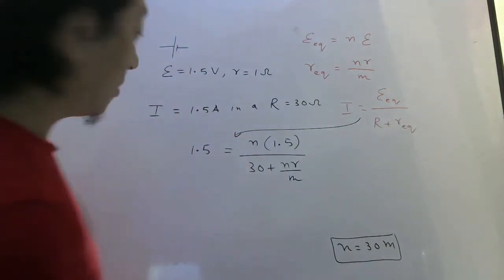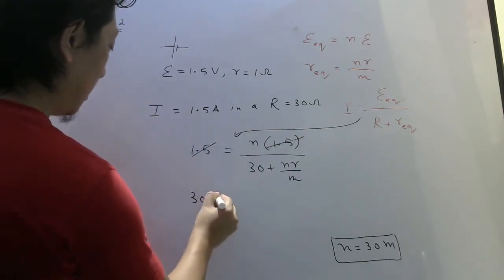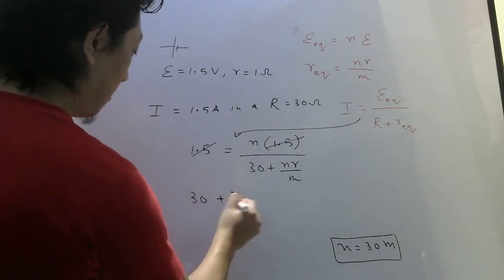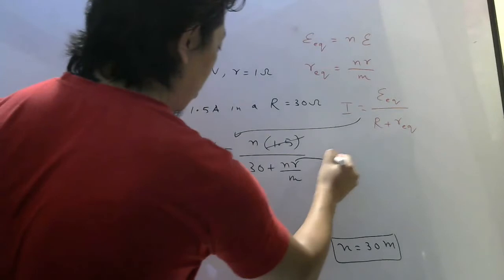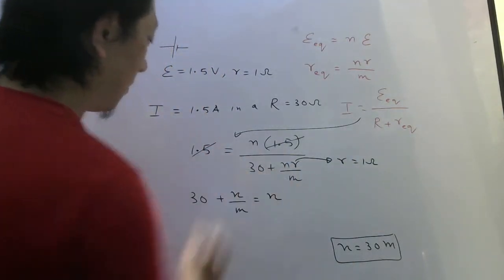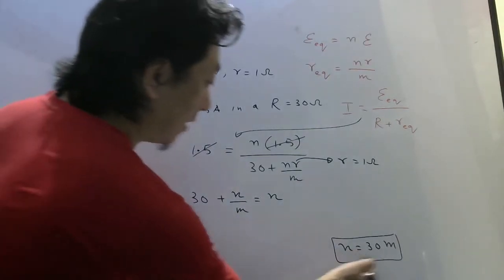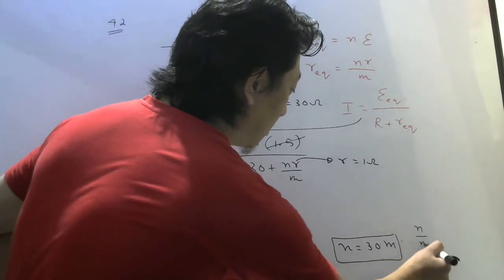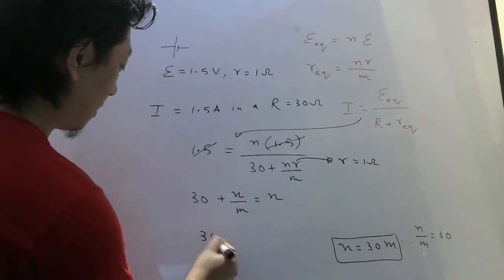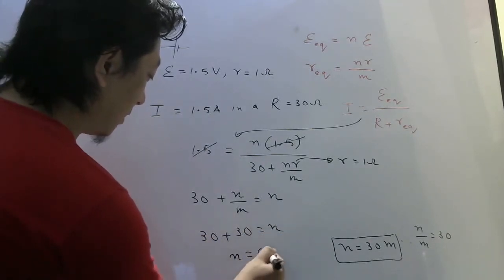Yes or no? So 1.5 cancels, cross multiply. 30 and small r is 1, remember. So 30 plus N by M, because small r is 1 ohm, will be equal to N, right? Now you can put directly here: N by M is 30. So 30 plus 30 will be equal to N. So N will be 60.